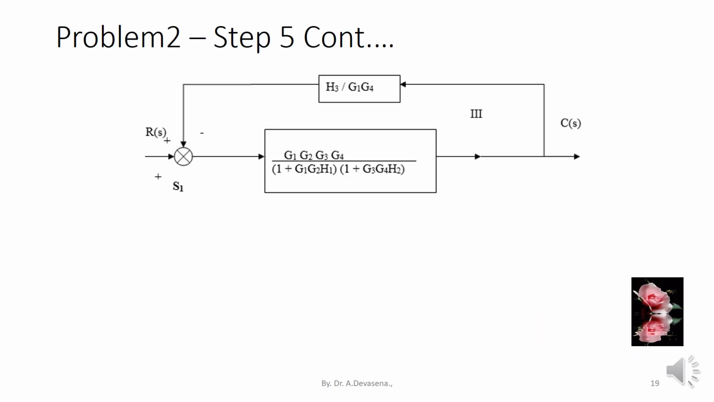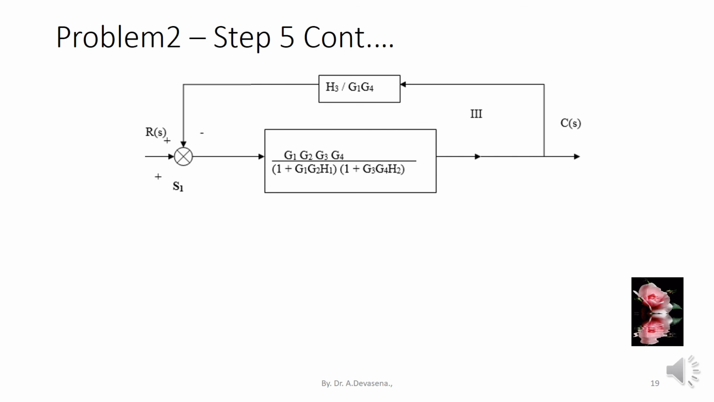Step 5 continued. In the feedback path, we have the block H3 divided by G1, G4. This block is applied to the summing point with a negative sign. So we are going to eliminate the feedback loop 3 with the help of the G of s divided by 1 plus G of s H of s formula. Here G of s has the value G1, G2, G3, G4 divided by 1 plus G1, G2, H1 into 1 plus G3, G4, H2. And H of s has the value H3 divided by G1, G4.